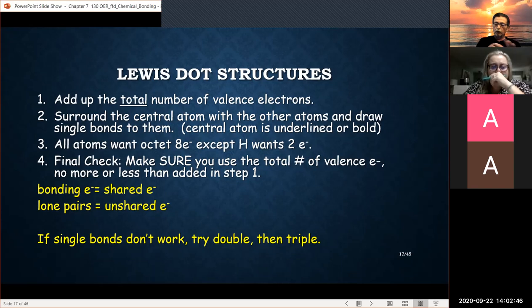Now, once you put the formulas together, you try to arrange them so that the octet is fulfilled. Well, sometimes you can't do that. So what happens is you start making double bonds or triple bonds. I have an example to show you here in a bit. So you make double bonds and triple bonds to share so that the octet is fulfilled amongst all the atoms, okay?